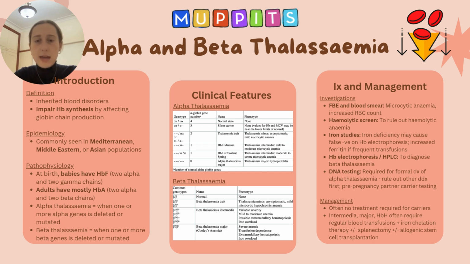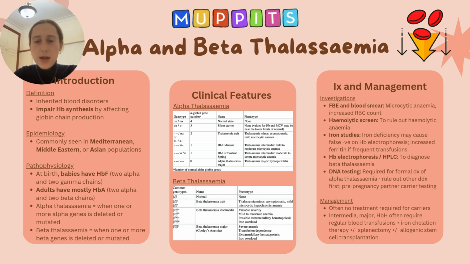And what's the pathophysiology? So at birth, babies mostly have hemoglobin F, which is comprised of 2 alpha and 2 gamma chains, whereas adults mostly have hemoglobin A, which is 2 alpha and 2 beta chains. So alpha thalassemia is when one or more alpha genes is deleted or mutated, and beta thalassemia is when one or more beta genes is deleted or mutated. And as you can see, both of these are mainly going to affect that adult hemoglobin.